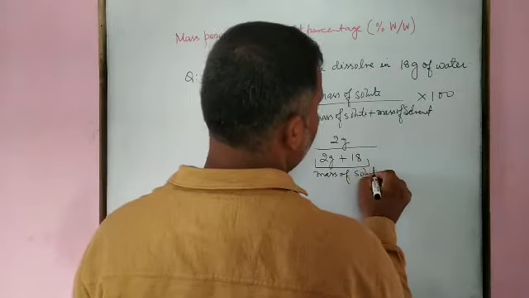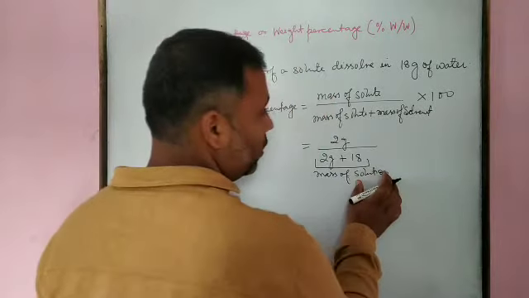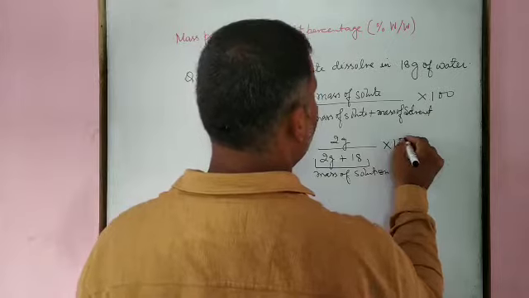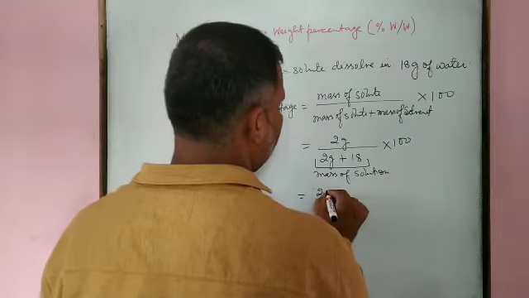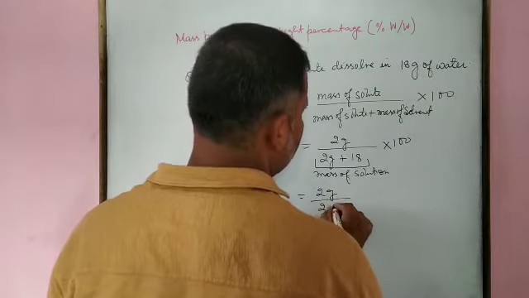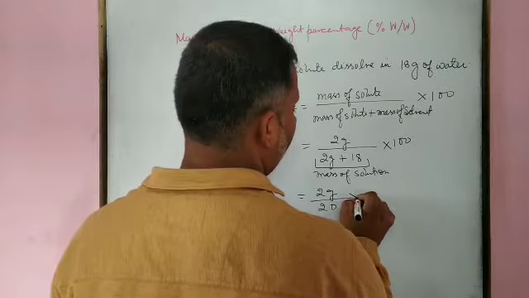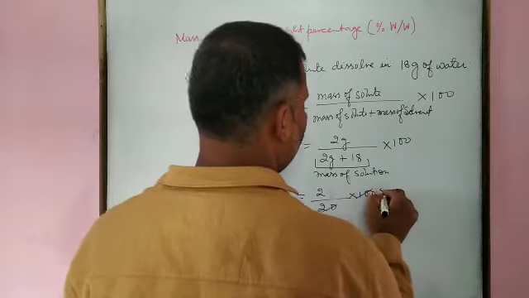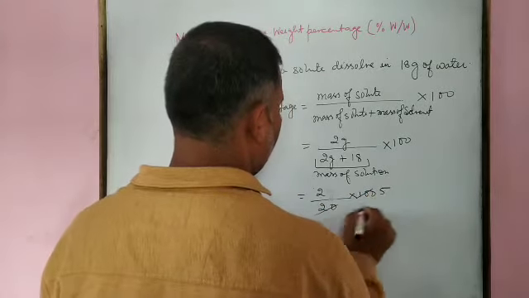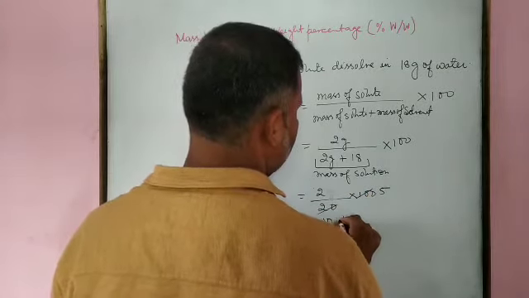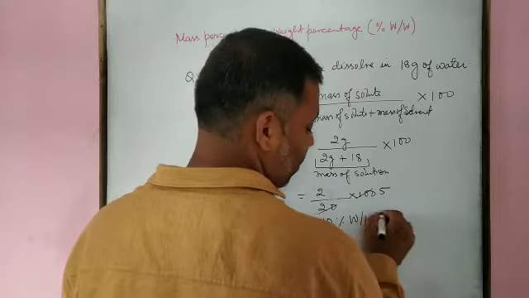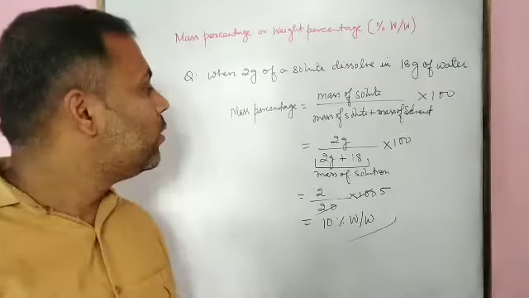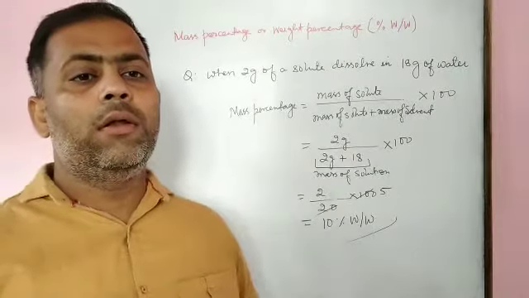Solution. Mass of solution includes solute together with the solvent, into 100. What do we have? 2 gram by 20, into 100. We have 10% W by W. This is how we can represent the percentage W by W.